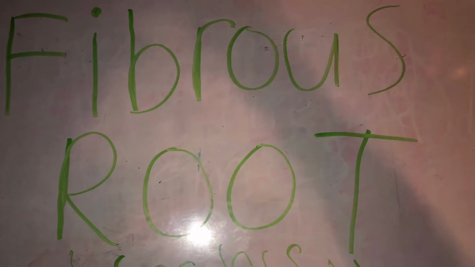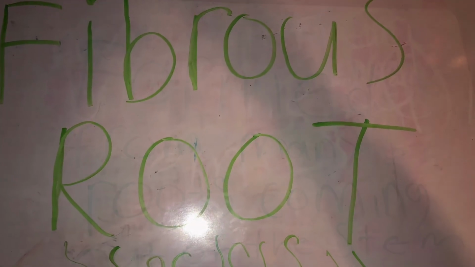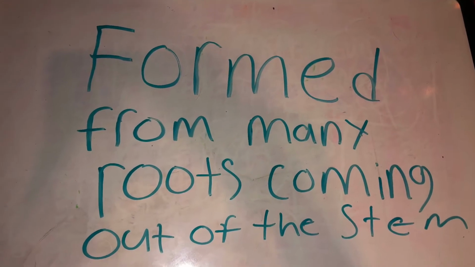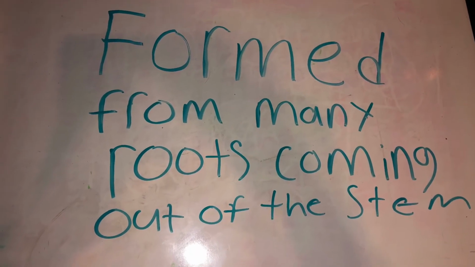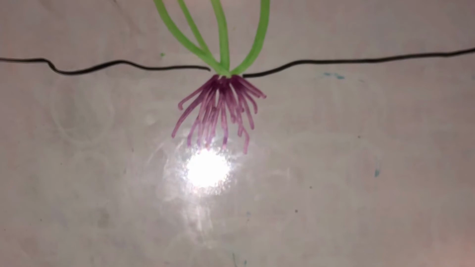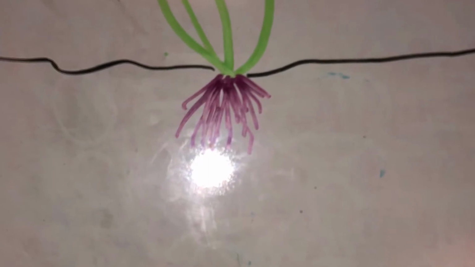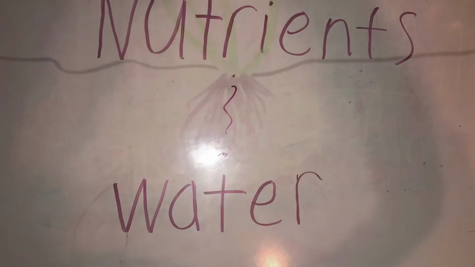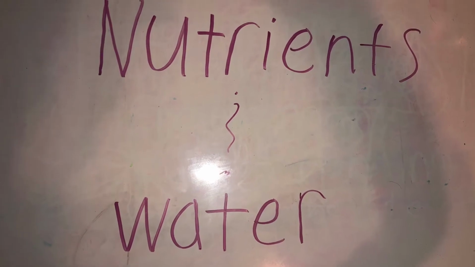Fibrous root. Forms from many roots coming down from the stem. Here's an example. Once again, nutrients and water.